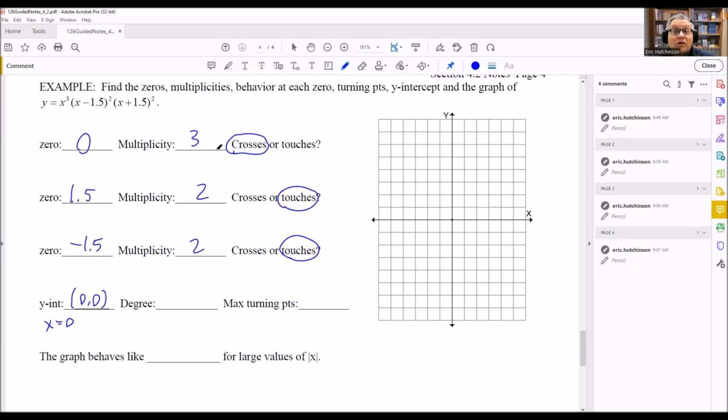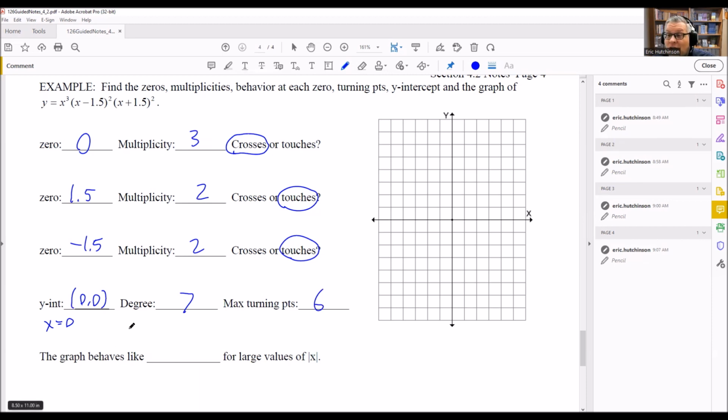The degree you can find by adding up all of your multiplicities. So if I add up the multiplicities, 3 plus 2 plus 2, that's going to give 7. So degree is 7. The max number of turning points is always going to be 1 less than your degree. So your degree minus 1 is how we find that. 7 minus 1 is 6. So that's the max number of turning points.